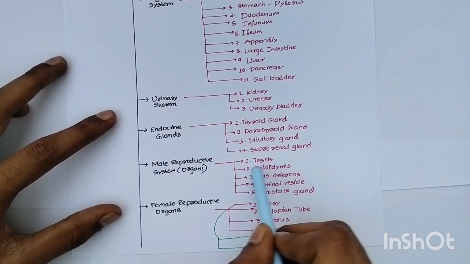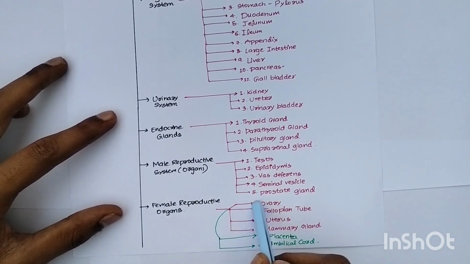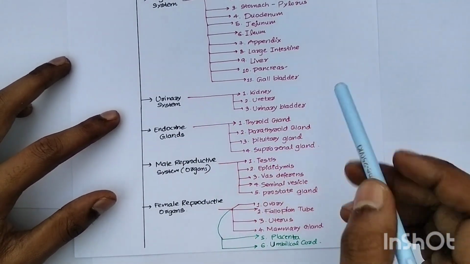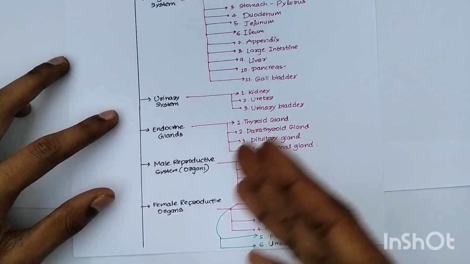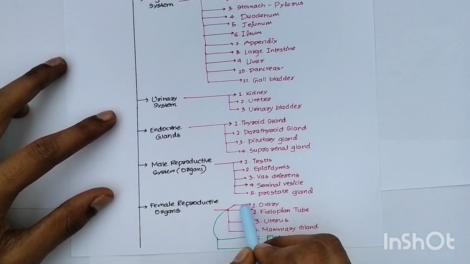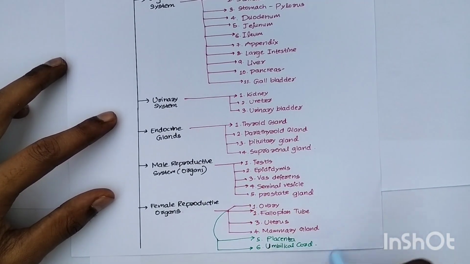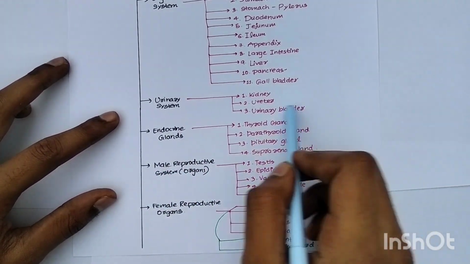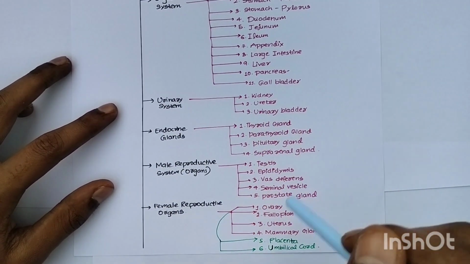The male reproductive organs: testis, epididymis, vas deferens, seminal vesicles, prostate gland, right? Female reproductive organs: ovary, fallopian tube, uterus, mammary glands, placenta, umbilical cord. If you know these microscopic structures, you will get to know further subjects. These are preclinical subjects, right? If you learn these, it will be very useful in clinical subjects. If you know the fallopian tube, ovary, uterus and mammary glands, it will obviously be useful in your obstetrics and gynecology. If you study endocrine glands, it will be very useful in your medicine. Digestive system, everything is interlinked, so you should learn everything, right?